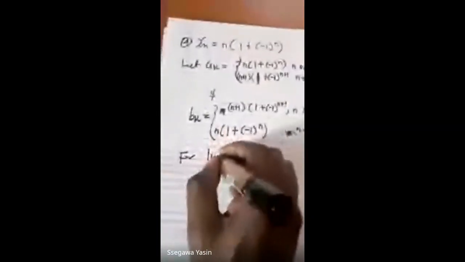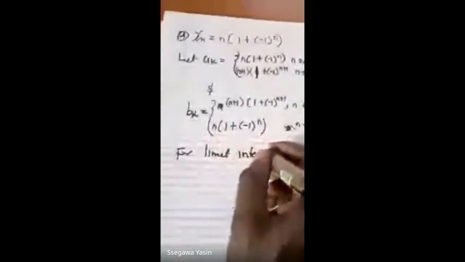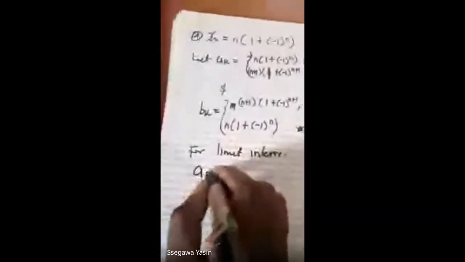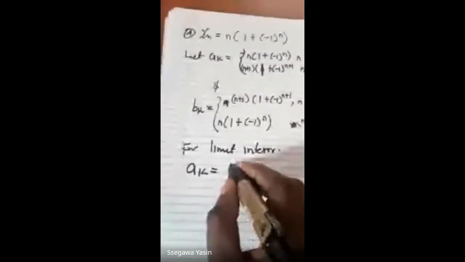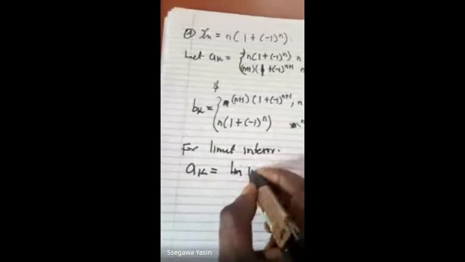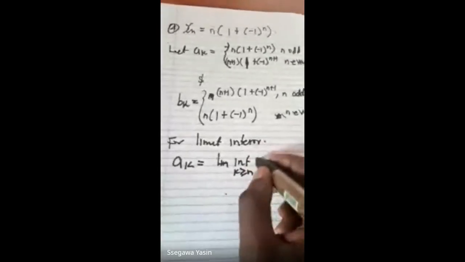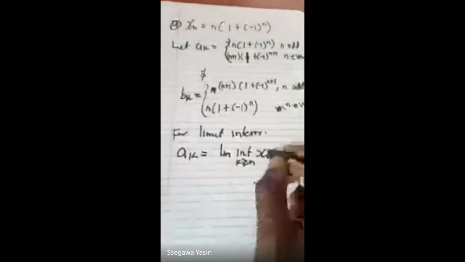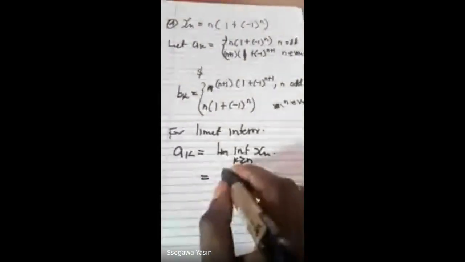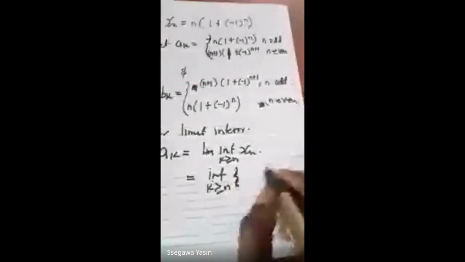I'm going to take the limit inferior. ak must equal to what? To the infimum, k greater or equal to n of xn. This is equal to the infimum, k greater or equal to n of this. When I substitute, what do I get? Please look here. When I put n is equal to 1 here, what do I get? I get a 0.